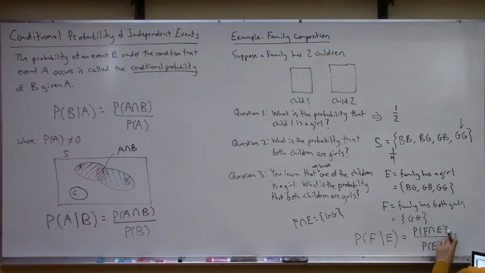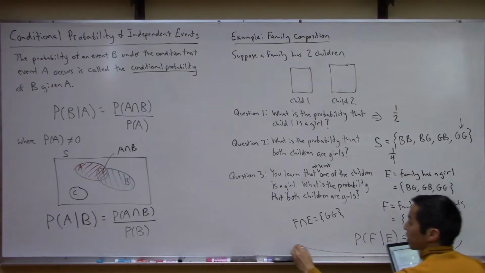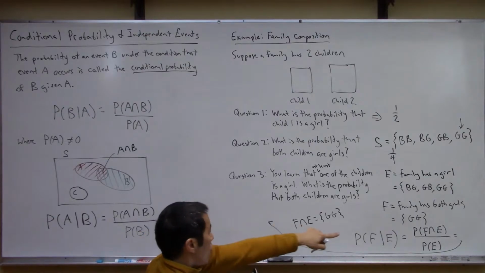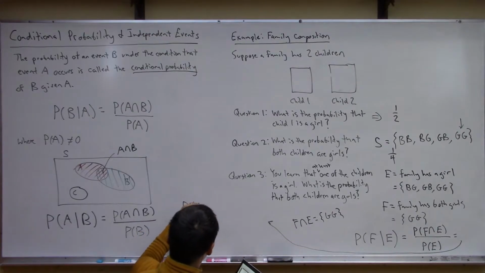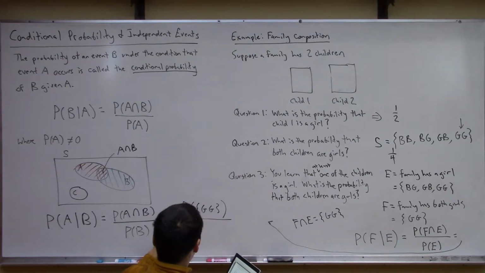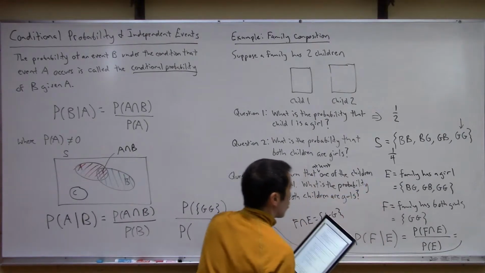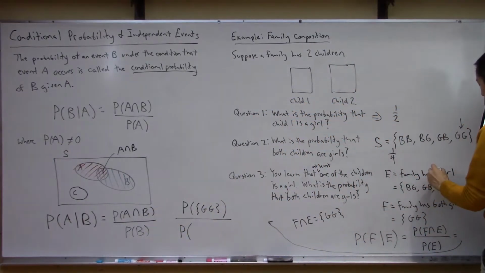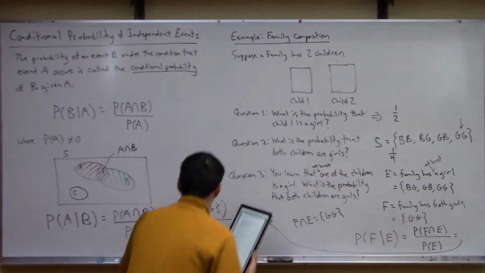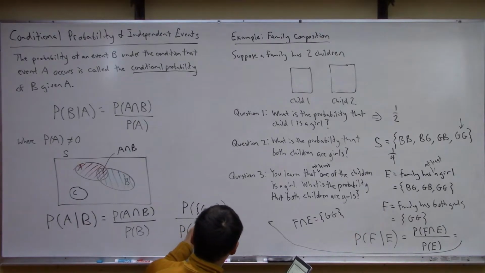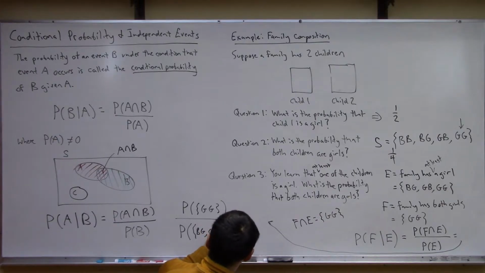Okay, so I ran out of white space. Maybe I should do this calculation over here. Let me come over here. So the numerator of this, it's really, what's the probability of GG occurring? This is the set F intersect E, divided by the probability of event E, which was the family has at least a girl. So this is the set of, what was E here? It was BG, GB, or GG, 2 girls.